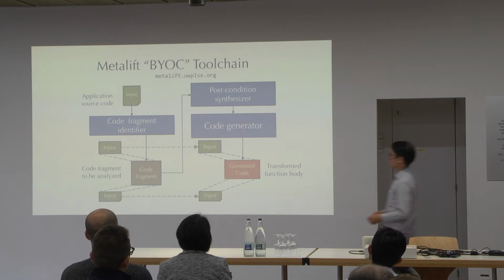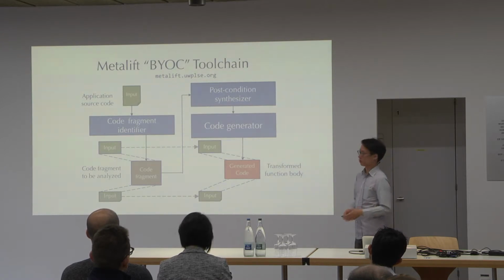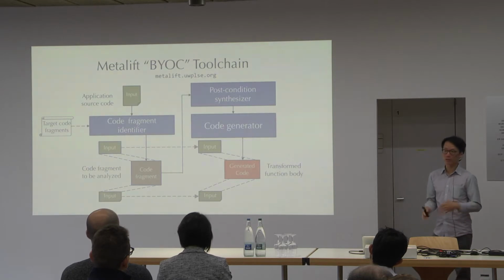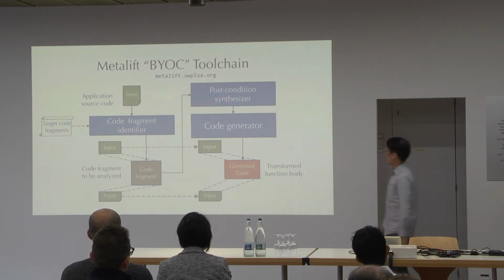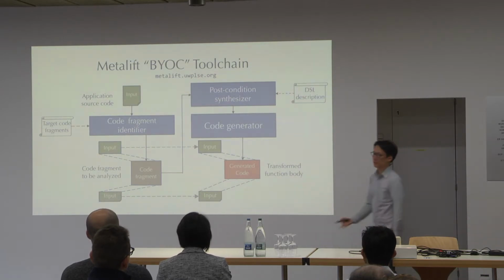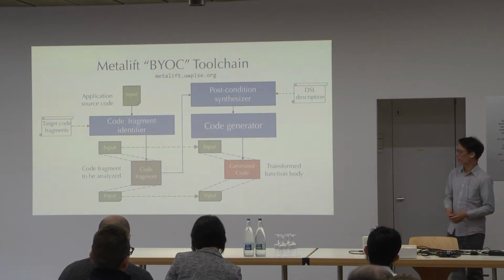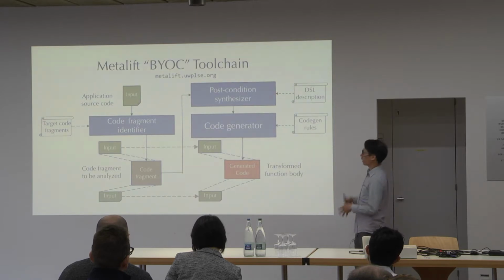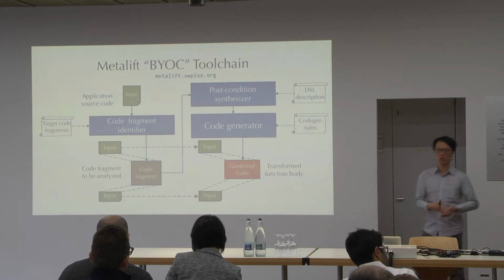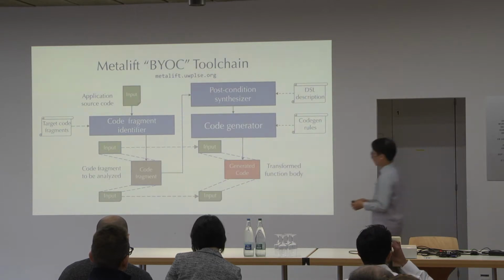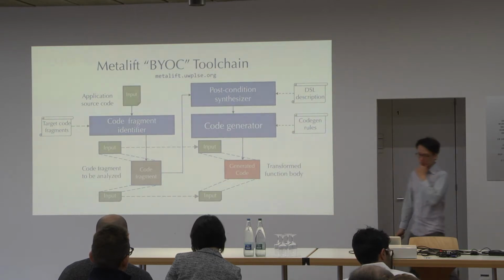The goal is for a compiler builder to tell us the kind of code fragments that they would like to compile, for instance loopy programs, and then tell us the DSL description, the high-level language that they have designed to represent the input programs. They also tell us how to generate executable code out of the postconditions that we are able to synthesize. We have used this toolchain to build a bunch of different compilers since then.